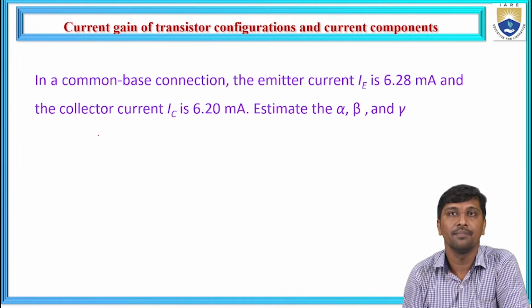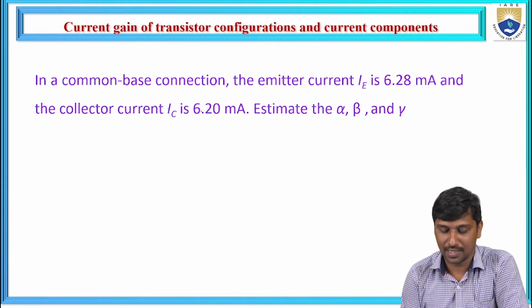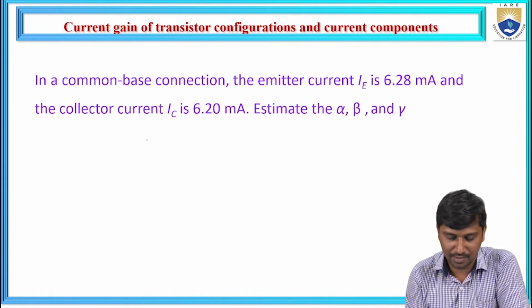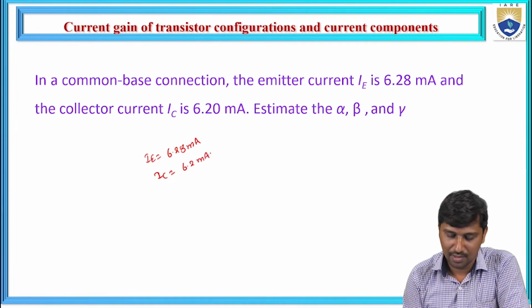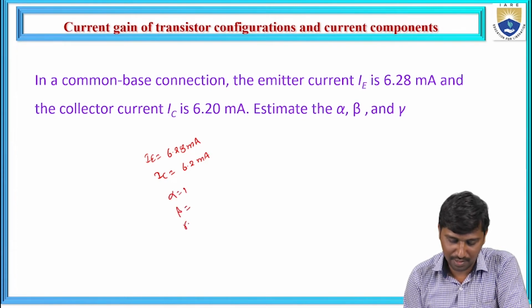We'll see another problem. In a common base connection, they gave that the emitter current IE is 6.28 milliamperes and the collector current is 6.2 milliamperes. Now we need to calculate alpha, beta and gamma.